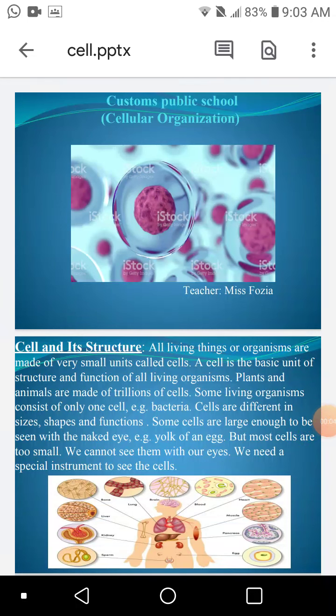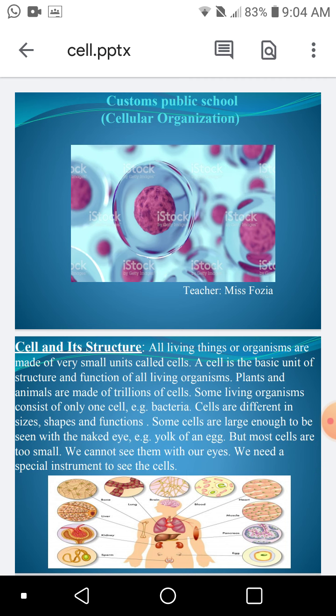Today we will start our new topic, cell and its structure. What is a cell? When we see a wall of bricks, we see that the bricks are a small unit in it. In the same way, a cell is the basic unit of structure and function of all living organisms.